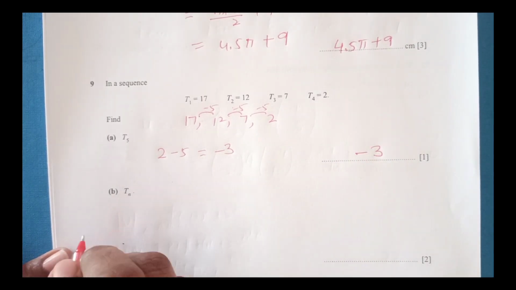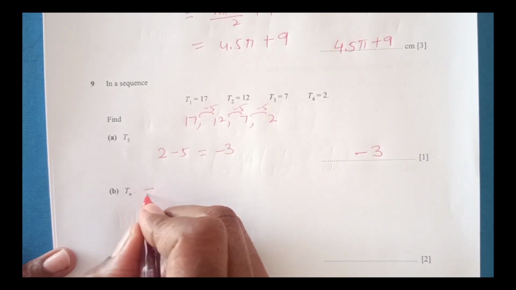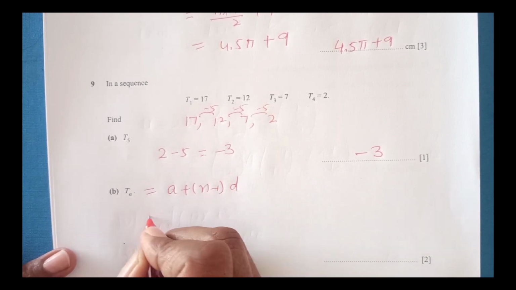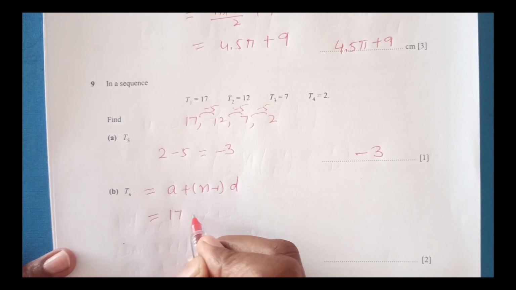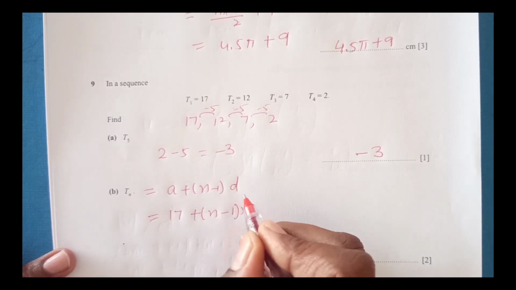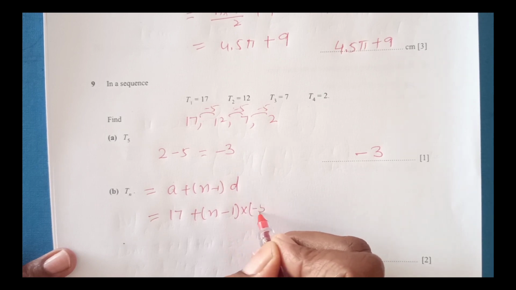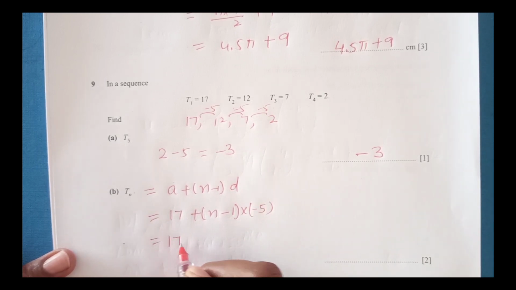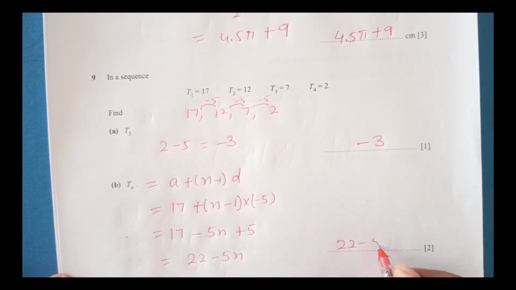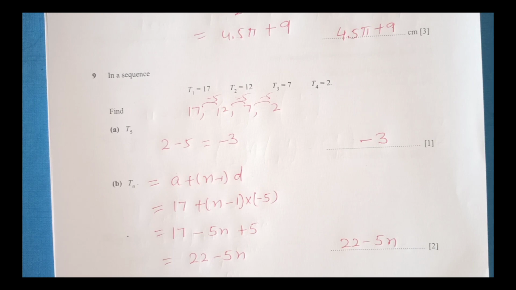So now we are looking for the nth term. For the nth term, we have the formula a plus n minus 1 into d. A is the first term, which is 17, plus n minus 1, and the difference is negative 5. So this is 17. When you open the bracket, this is negative 5n plus 5. So 17 plus 5, it's 22 minus 5n. So 22 minus 5n is the nth term.